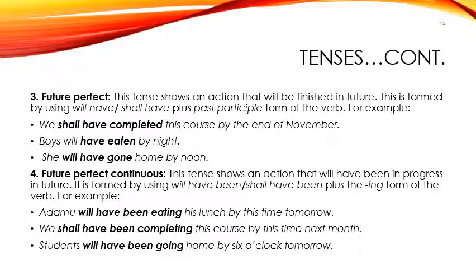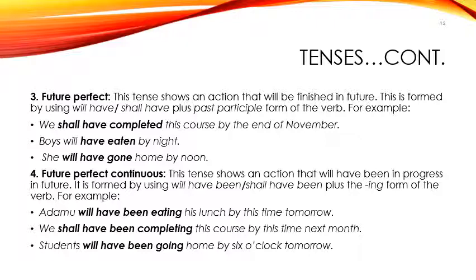And the last type of future tense is called future perfect continuous tense. This tense shows an action that will have been in progress in the future. To some extent, it is becoming like a conditional. It's formed using will have been or shall have been plus a verb taking ing form.